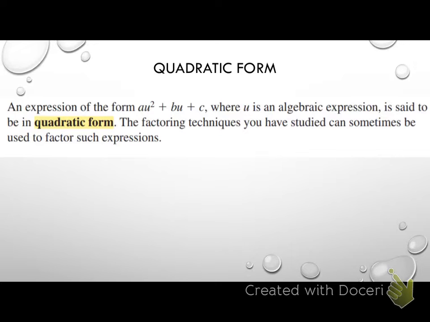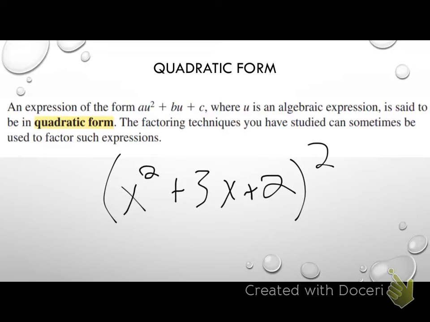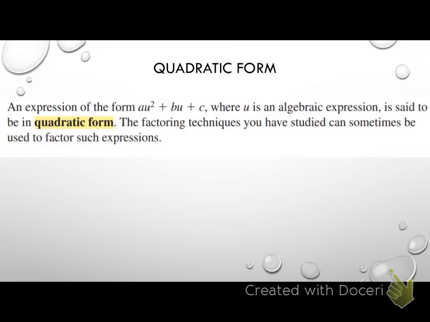Because like it says, U is an algebraic expression. An algebraic expression could be anything like that. So if you plug that into AU squared plus BU plus C, you're squaring that value, so obviously our exponents are going to be bigger. Okay? Does that make sense? But, like it says, we can use some of our old factoring techniques that we've used before. Any questions? Can we jump into some examples? Okay, I'll give you a little bit to write this.